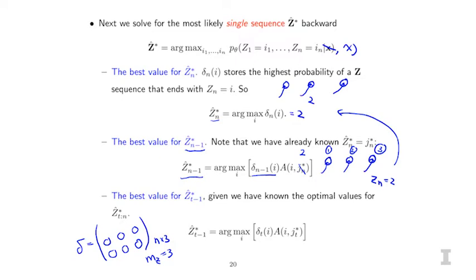So we can do this sequentially, starting from z*_{n-1}, all the way until we can solve z*_1. So put them all together, that's the most likely sequence. And this algorithm is known as the Viterbi algorithm.